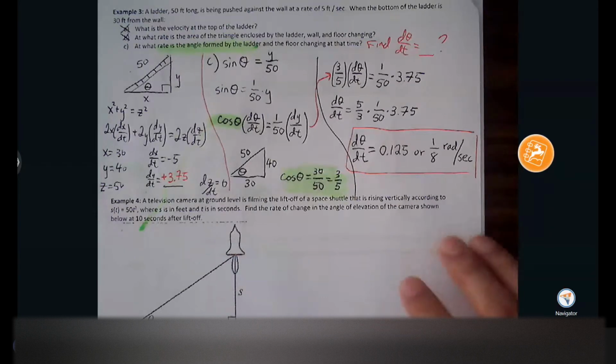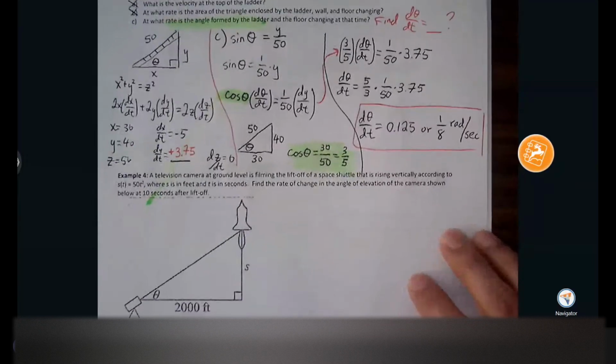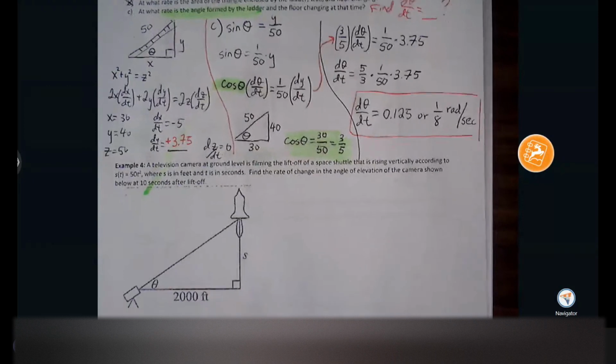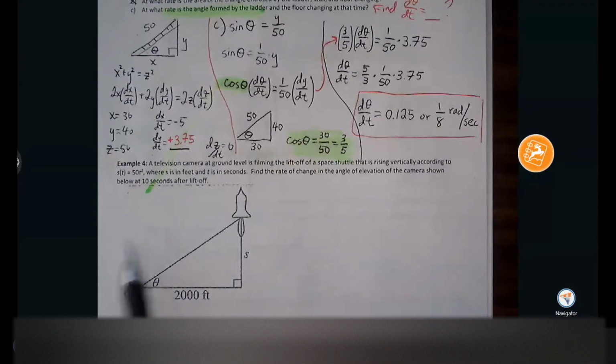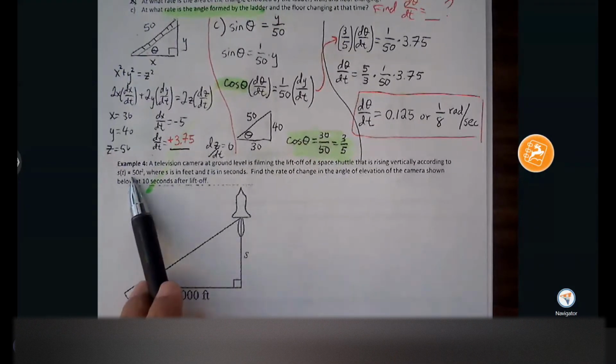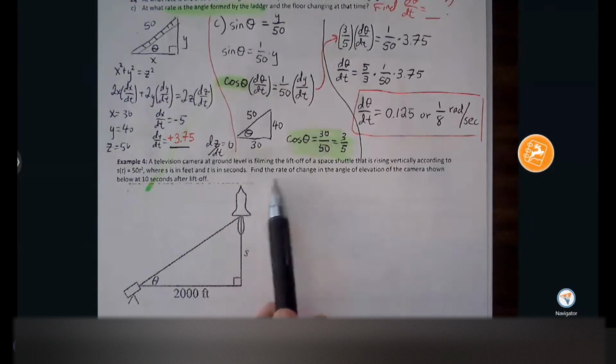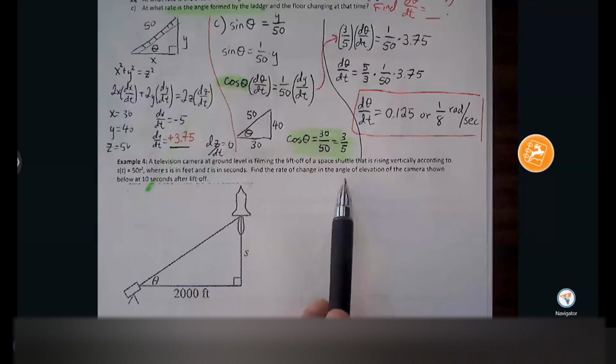All right, let's look at number 4. A television camera at ground level is filming a liftoff of a space shuttle that's rising vertically. We have a position function, 50t squared, that's going to indicate to us how high the shuttle is off the ground at any moment in time. Find the rate of change of the angle of elevation of the camera at 10 seconds after liftoff.